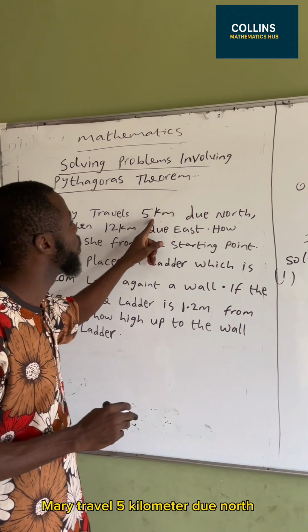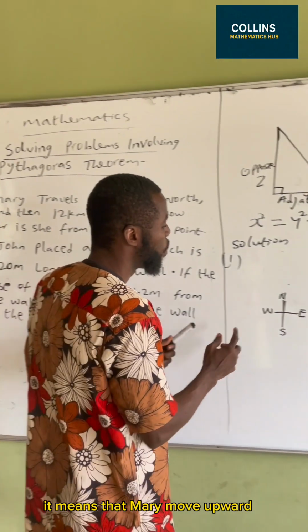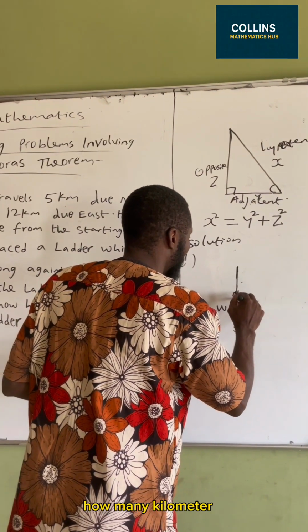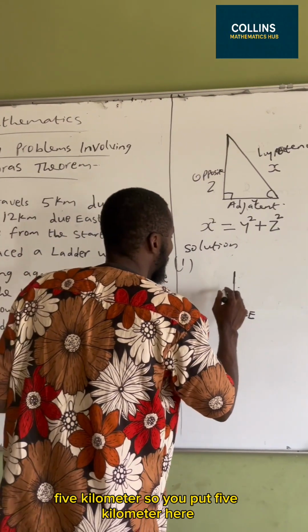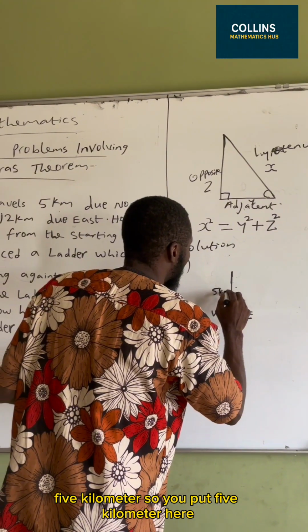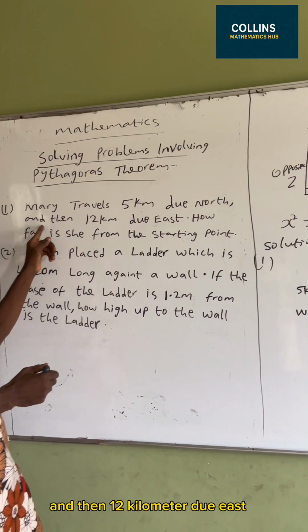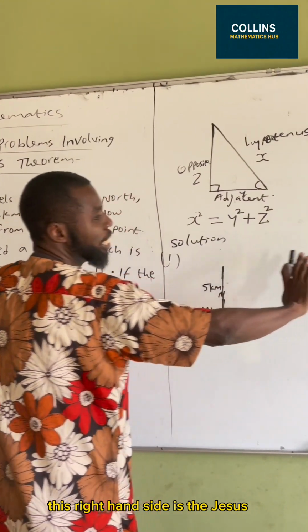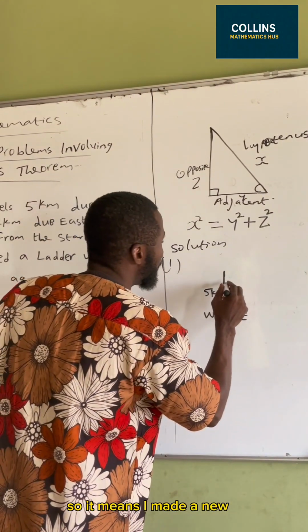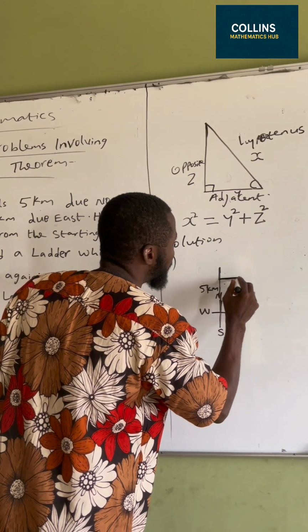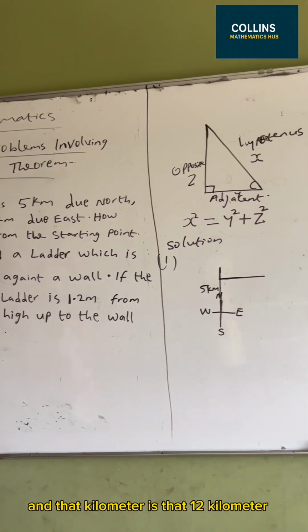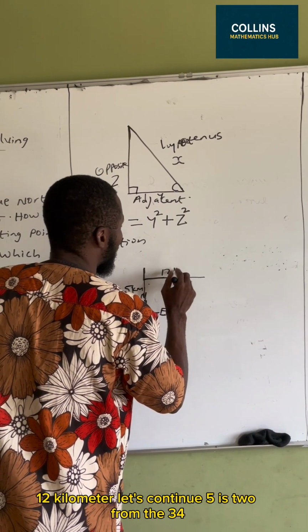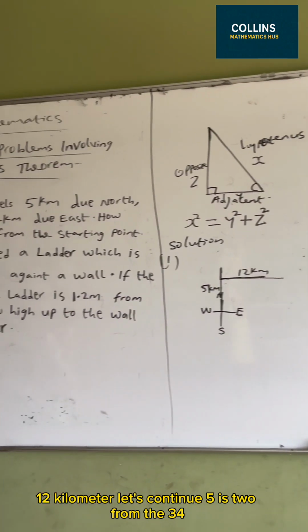So let's start line by line. Mary traveled 5 kilometers due north. It means that Mary moved upward, because this is the direction of north. How many kilometers? 5 kilometers. So you put 5 kilometers here. And then 12 kilometers due east. This right hand side is the due east. So it means that Mary moved in this direction, and that distance is 12 kilometers.